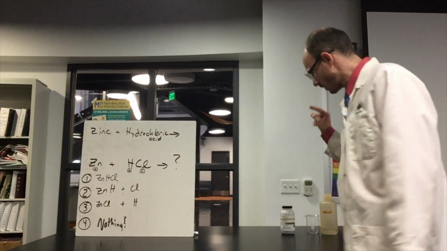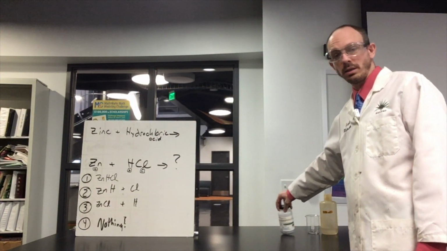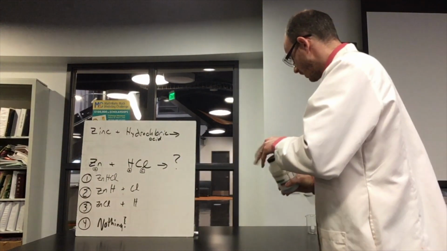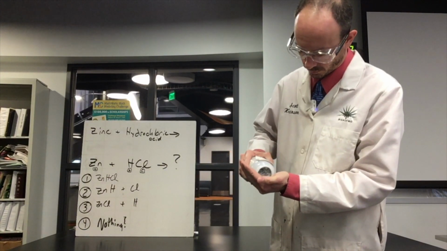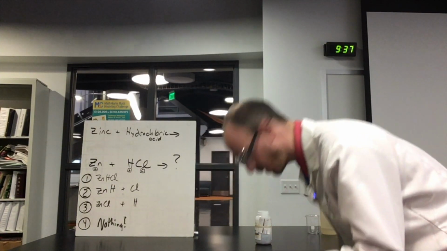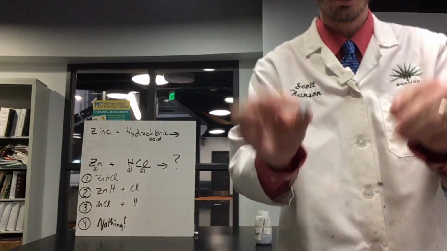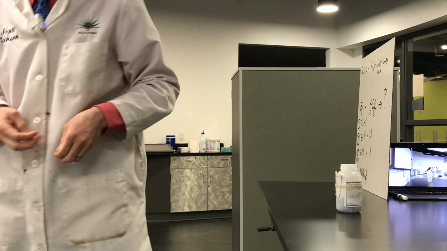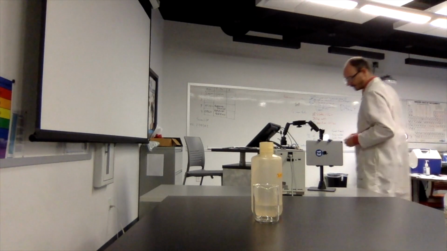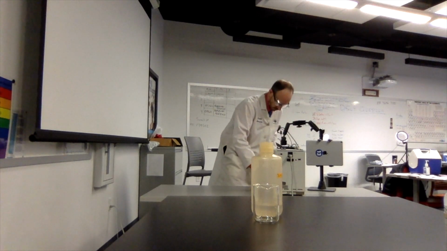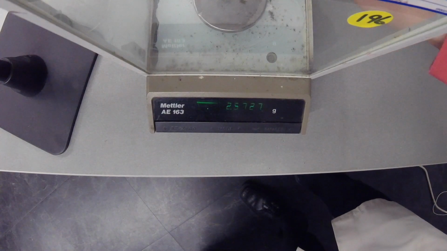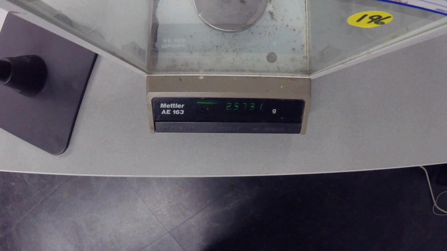So to start the lab, we're going to need 1.5 to 4 grams of zinc. This is mossy zinc. So these 3 pieces right here should be enough for what we need today. Here's the first piece. It's actually enough right there. We're just going to use this one. I'm going to put the other 2 back inside the container.